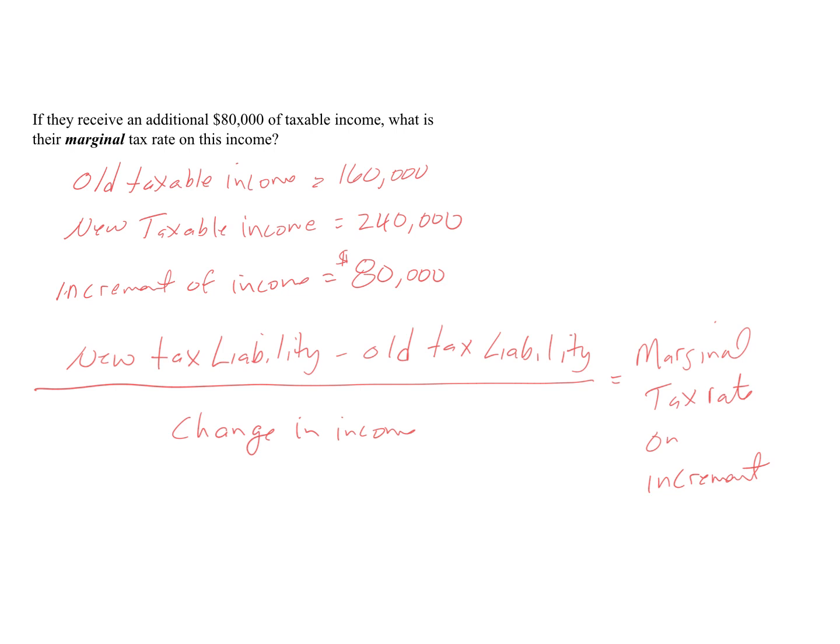So what do we already know? Well, we already know our old tax liability, right? Our old tax liability, we just get to use from the previous parts of this problem. So our old tax liability is $25,028. Our change in income was given to us. That's $80,000.